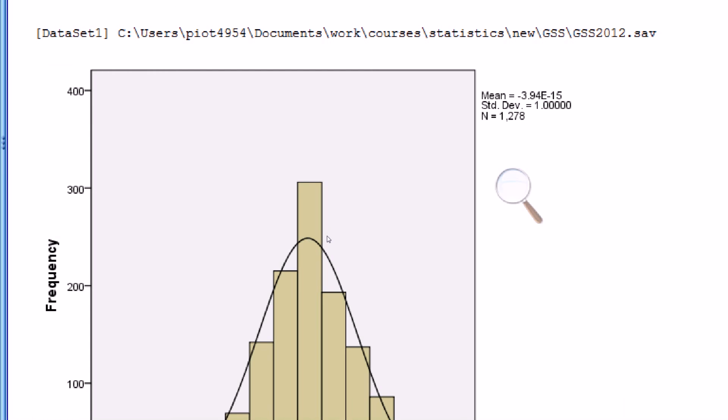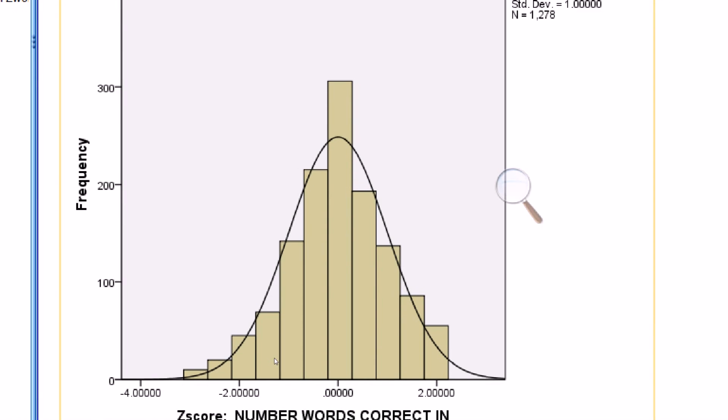And notice the standard deviation is 1. So what we've done here is we've taken the original word sum variable and we've changed it into a variable that follows a standard normal distribution. That is, a distribution that has a mean of 0 and a standard deviation of 1.